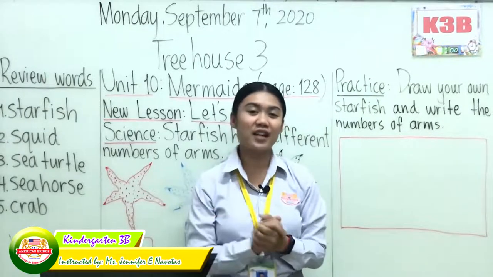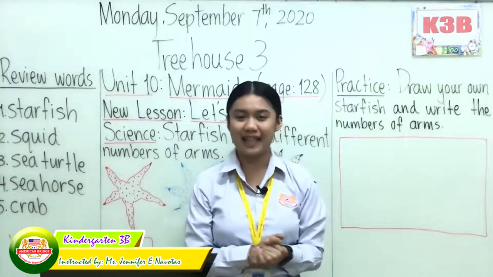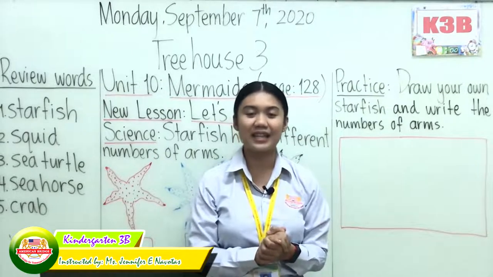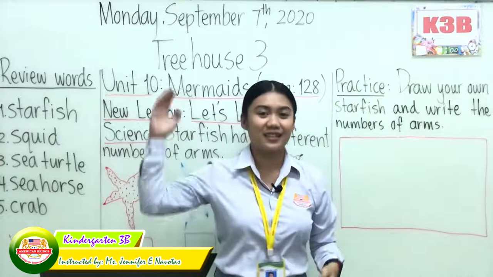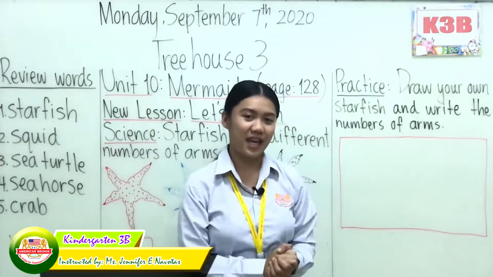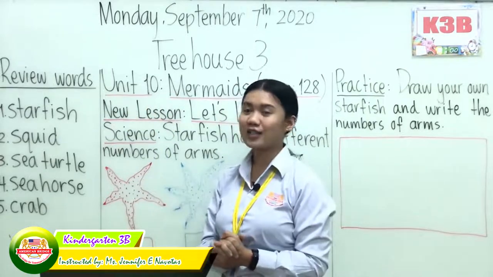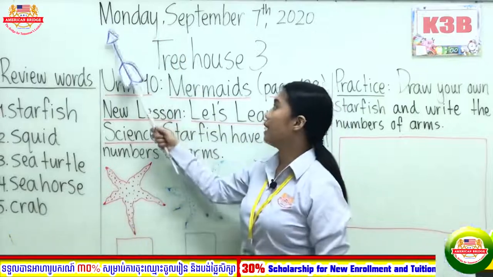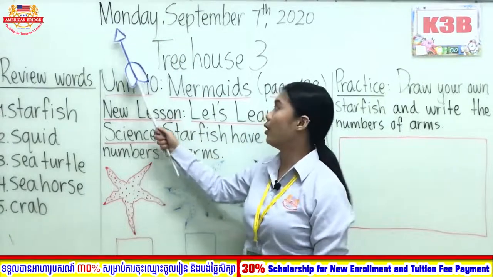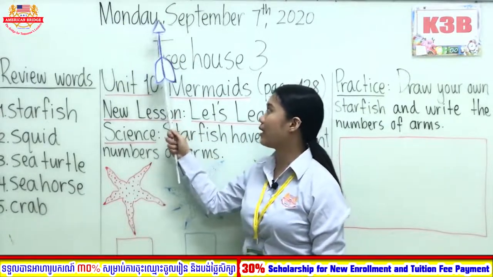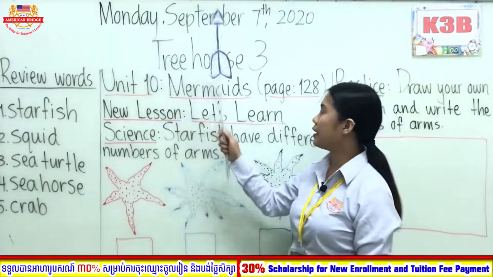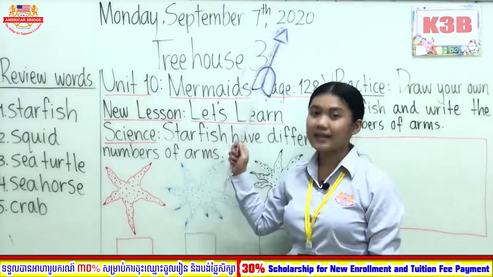So before we start, let's read the day and the date today. What is the day and the date today, everyone? Today is Monday. Let's read the day all together. Monday, M-O-N-D-A-Y. Monday. And the month is September.